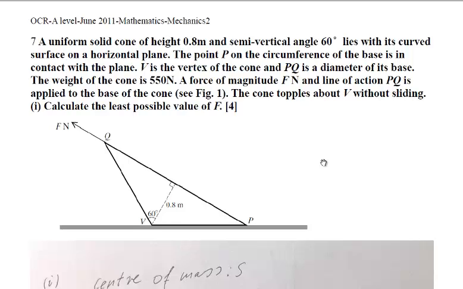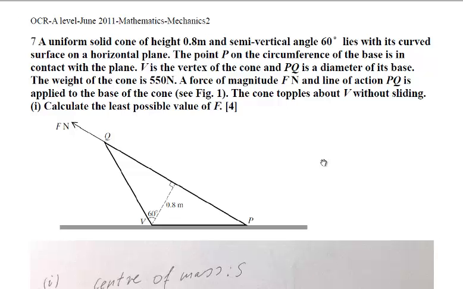A uniform solid cone of height 0.8 meters and semi-vertical angle 60 degrees lies with its curved surface on a horizontal plane. The point P on the circumference of the base is in contact with the plane. V is the vertex of the cone and PQ is a diameter of its base.